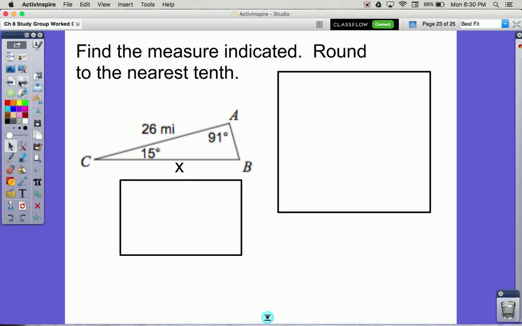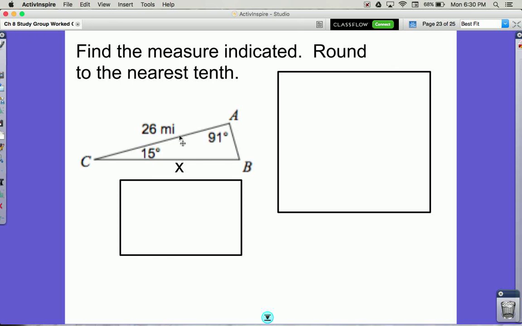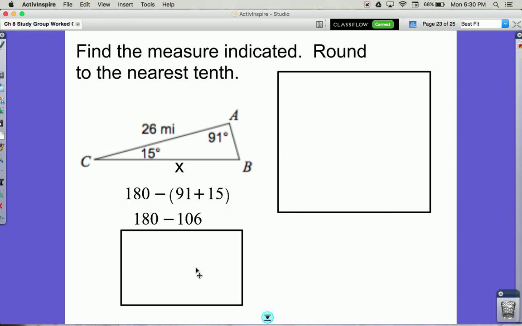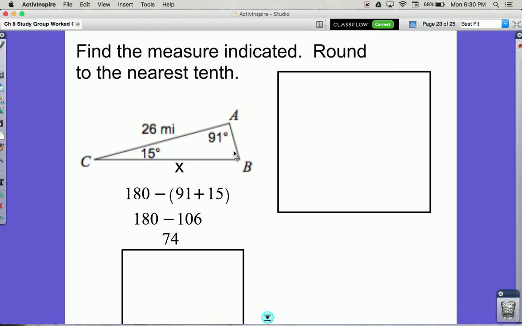On this one, they asked you to find the measure indicated and round to the nearest tenth. If you're asked to find x, you have to find angle B, because B is across from 26. So 180 minus 90 plus 15, or 91 plus 15, will give you what that angle measure needs to be. So 180 minus 106 equals 74. So this is 74 degrees here.